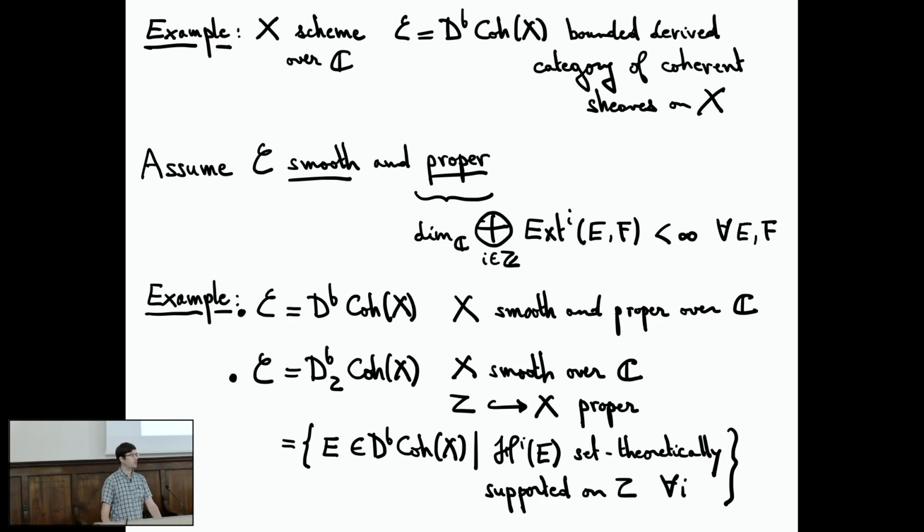And maybe you might want to allow a non-compact variety X. What you can do is to consider what I denote by D^b_Z(Coh X), if X is a smooth variety over the complex numbers, but not necessarily proper. If you have a proper subvariety Z inside X, you might consider complexes of sheaves E in the derived category whose cohomology sheaves are set-theoretically supported on Z. They essentially live on Z. And then this category will be, again, an example of a smooth and proper category.